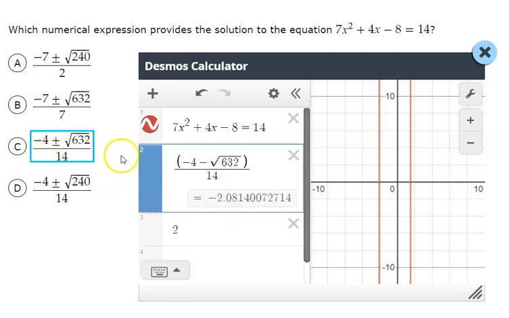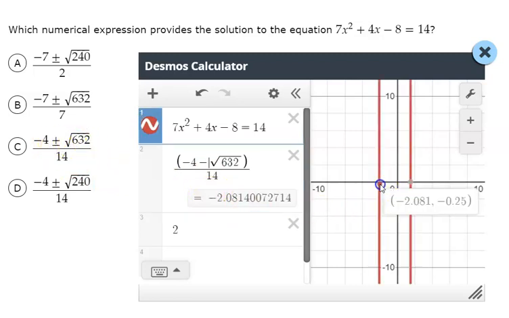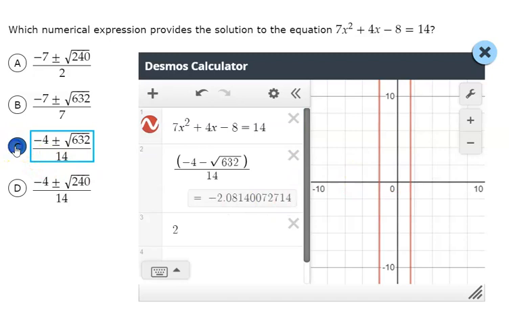-4 minus the square root of 632 over 14. And then let's see if that matches this one. And look, it does match that one. So that means the answer C is the correct answer.